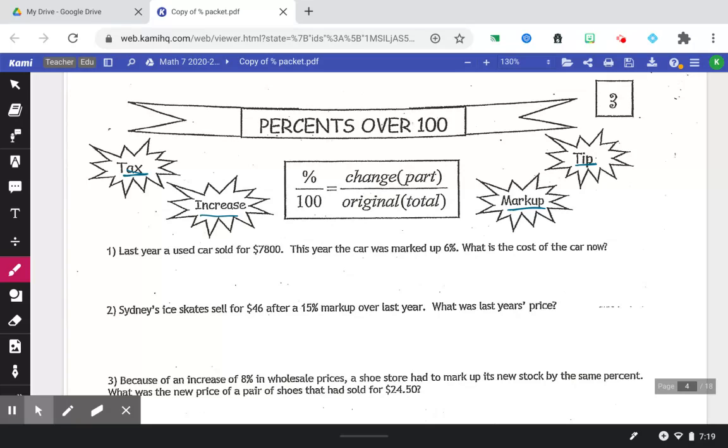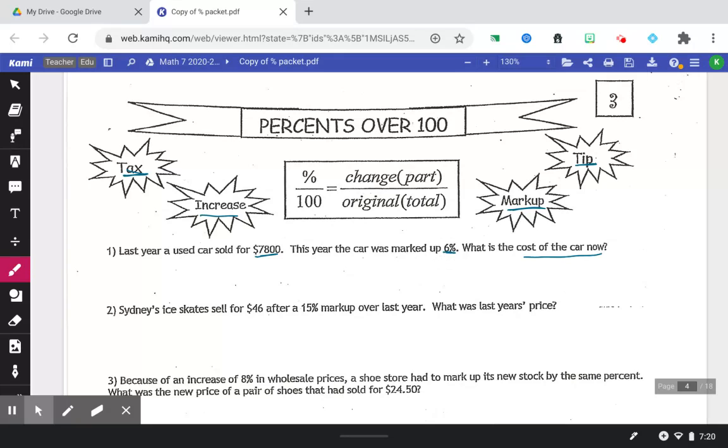Okay. All right, let's look at an example and I'll show you what I'm talking about. All right, number one, it says last year a used car sold for $7,800. This year the car was marked up 6%. What is the cost of the car now? Okay, so what I'm going to do is I'm going to solve it the way that you guys learned last week, okay, using the two steps. And then I'm going to show you how we can use a percent over 100 to solve this problem in just one step, okay?